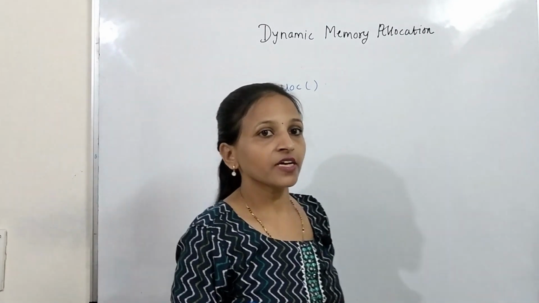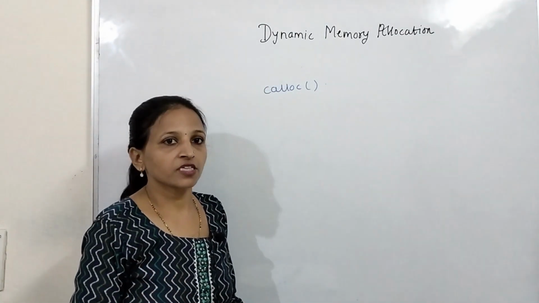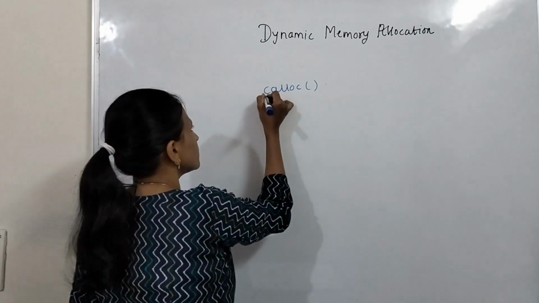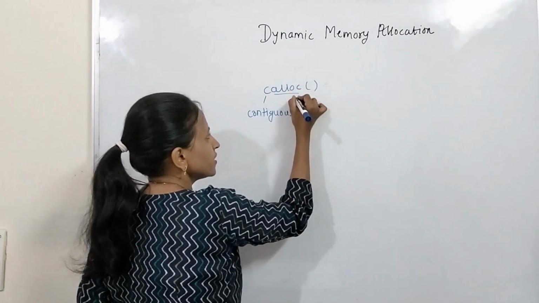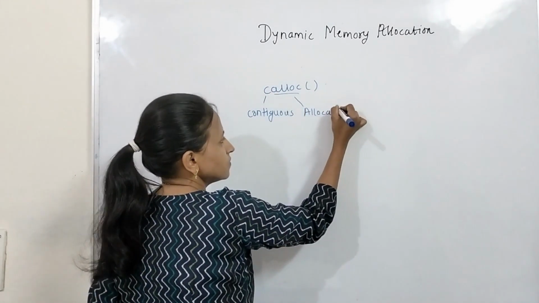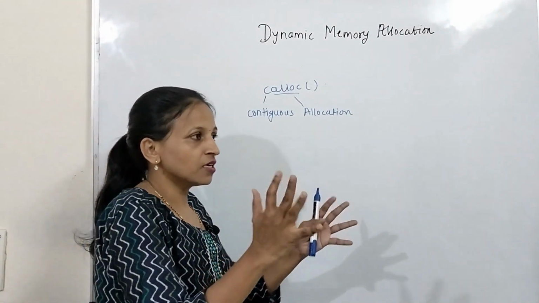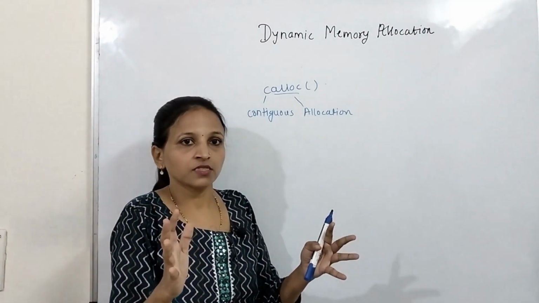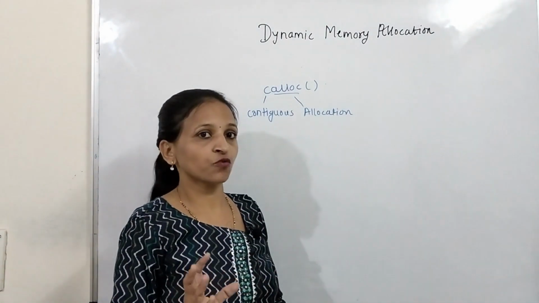This calloc function again, we can use just like malloc for dynamic memory allocation. Now calloc stands for this: C stands for contiguous, and alloc stands for allocation. In the case of malloc, we have seen that we allocate a block of space, and in total we have to mention how many bytes we want to allocate.